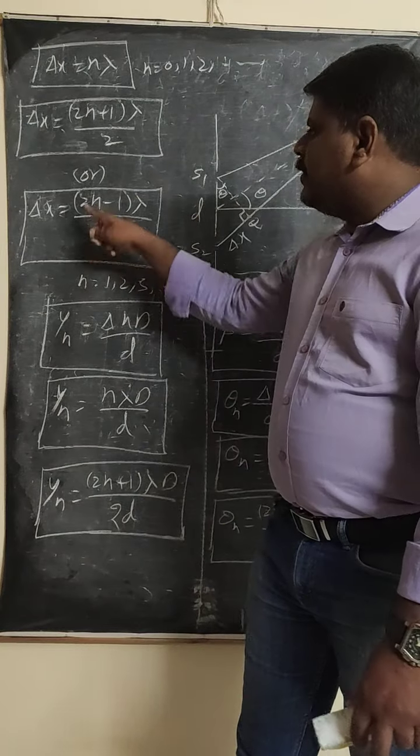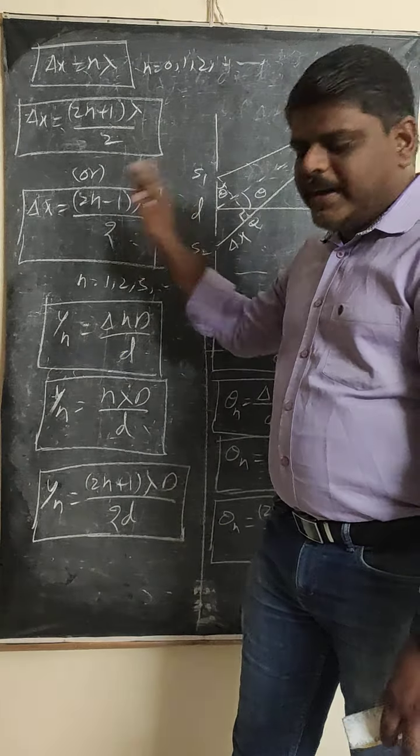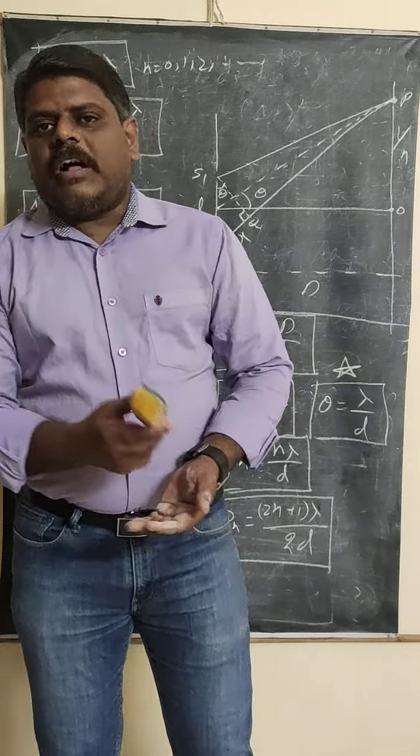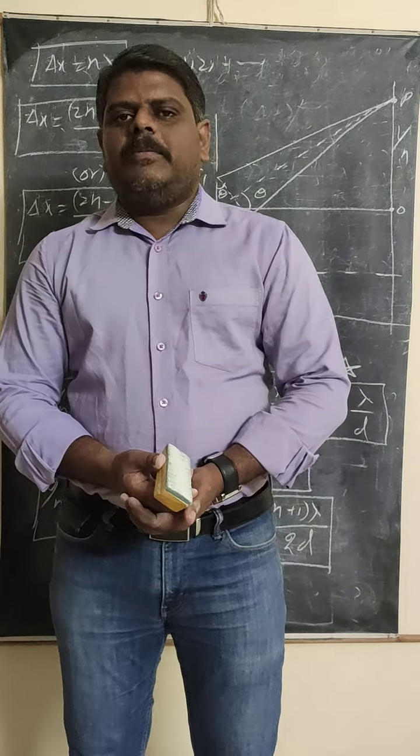In some textbooks, it can be used as (2n minus 1) into lambda by 2. Okay, right. So these are the formulas which are very important. You need to remember them to solve the problems, because in the next class we are going to solve the problems.